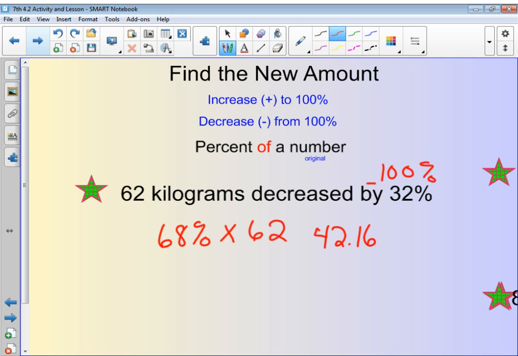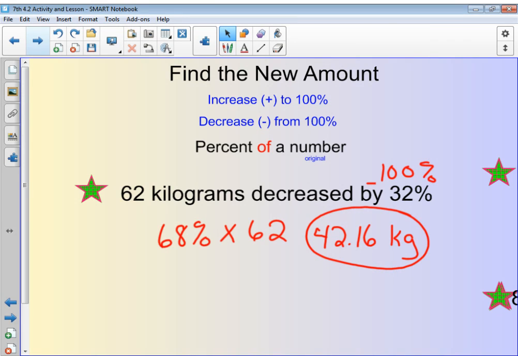42.16. So if they had asked for the nearest kilogram, then you would say it's 42. Otherwise, you could leave your answer exactly as you see it. I would say if you get one of these where the answer has a lot of decimal places, maybe go to the nearest hundredth or the second decimal place, unless it specifically just says to round to the nearest number. So it's about 42 kilograms.